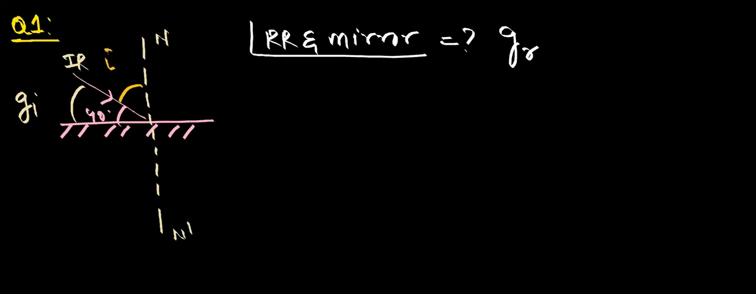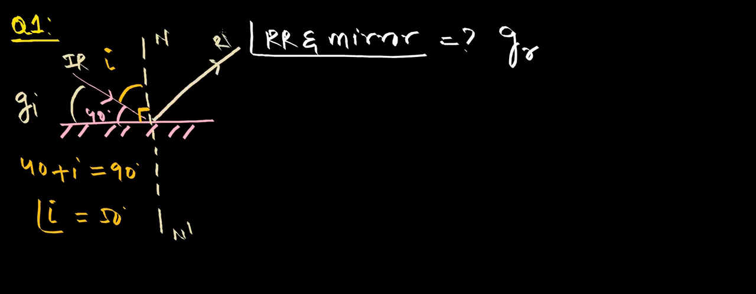Angle of incidence? 50 degrees. How did we know this? Because we know between the mirror and the normal the angle is 90 degrees. So if you take 40 degrees plus angle of incidence, it must be equal to 90 degrees. Then angle of incidence is 90 minus 40, 50 degrees. So if I assume that this is the reflected ray, angle of incidence is 50, so angle of reflection is also 50 degrees. And here also between normal and mirror the angle is 90 degrees. So the glancing angle of reflection is 90 minus 50, so you'll get 40 degrees.